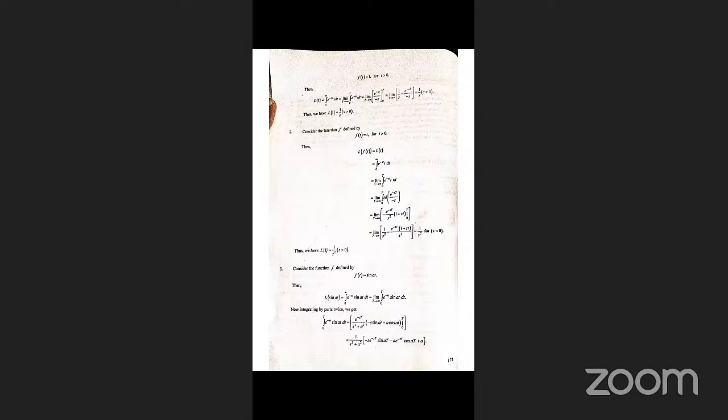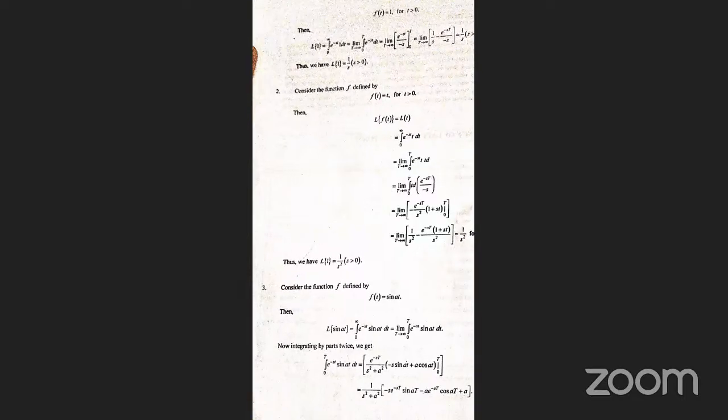Now come to the syllabus. Here also one more formula is there: f of t equals sin at. Same thing we have to apply. See, all these are integrations, and these are intermediate-level formulas: integration of e power of ax into sin bx.